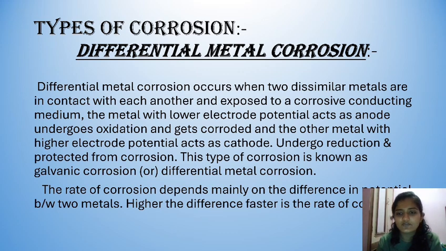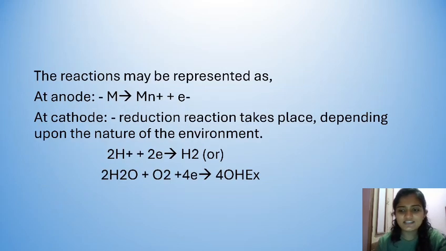This type of corrosion is known as galvanic corrosion or differential metal corrosion. The rate of corrosion depends mainly on the potential difference between the two metals. Higher the difference, faster is the rate of corrosion. Here are the reactions that take place. This is represented as: at anode, electrons are liberated. At cathode, reaction takes place depending upon the nature of the environment.